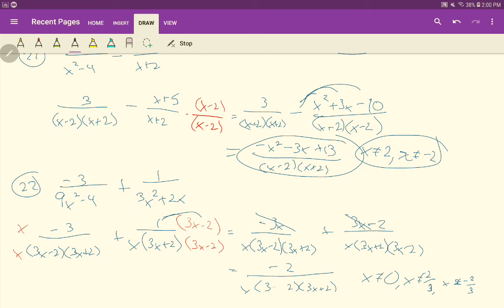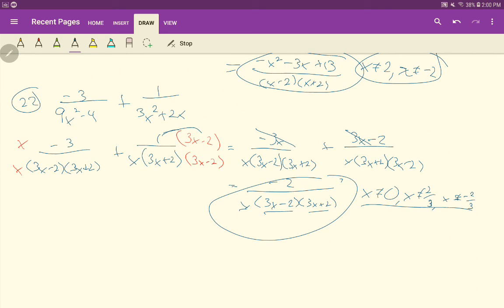You can set each one of these factors here equal to 0 and solve for x, and that'll give you these excluded values right here. Okay, but that's how you do that one.